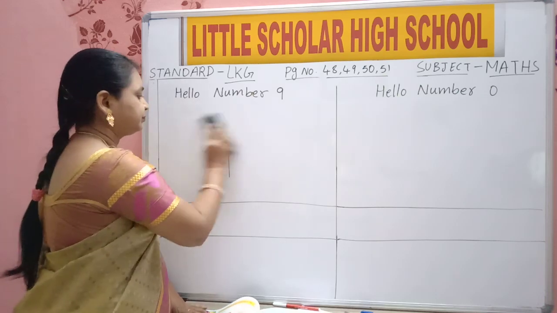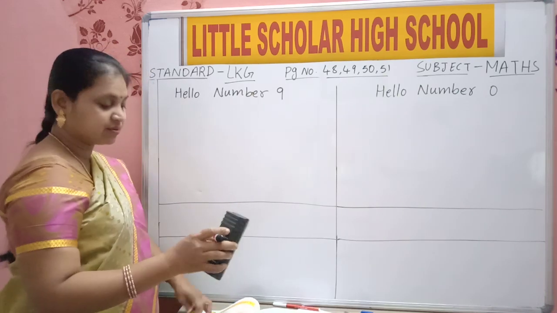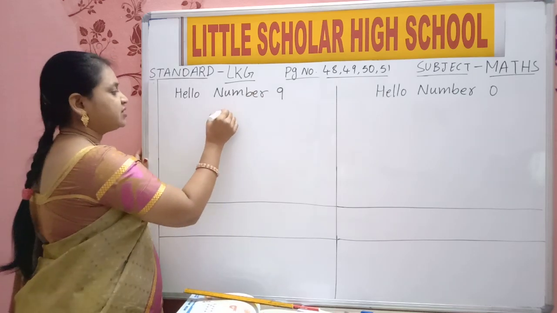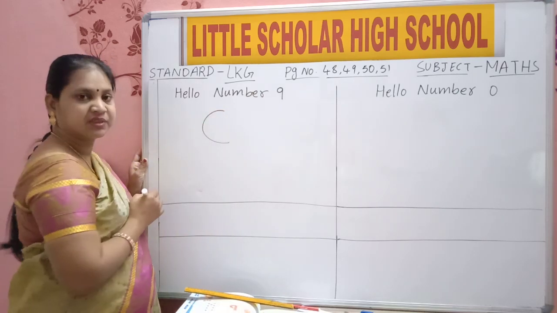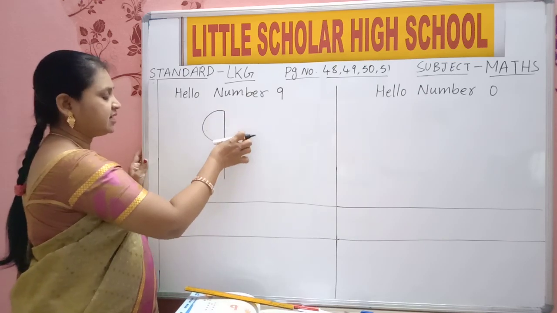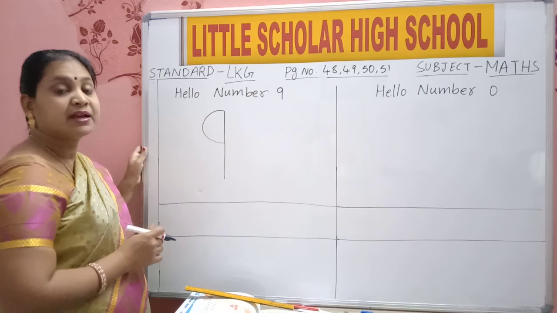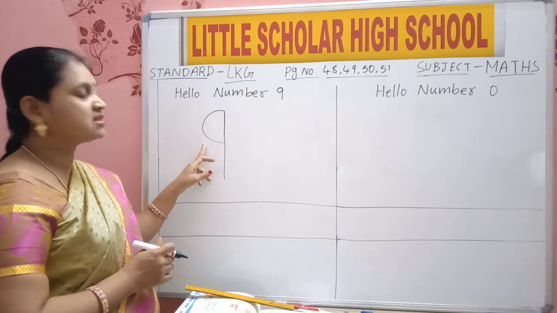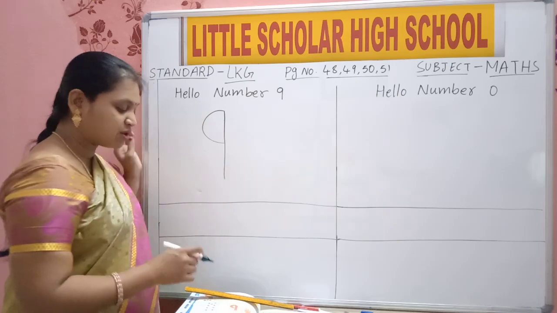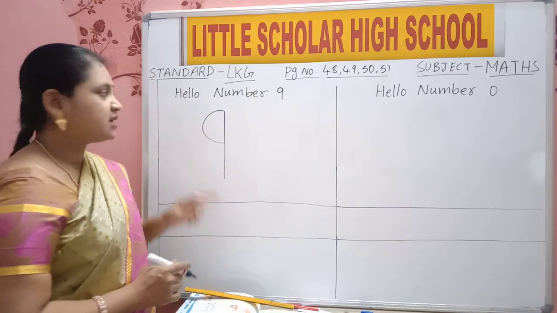Once again, half curve. C, half circle. First you will write a big C. Then one standing line. So which number is this? Number 9. You will write number 9 in this way. Come on, trace it.